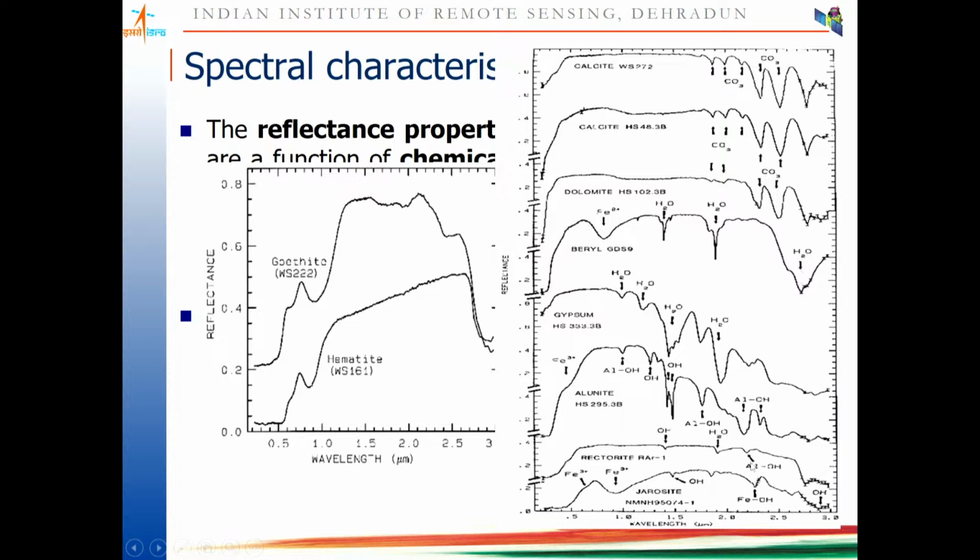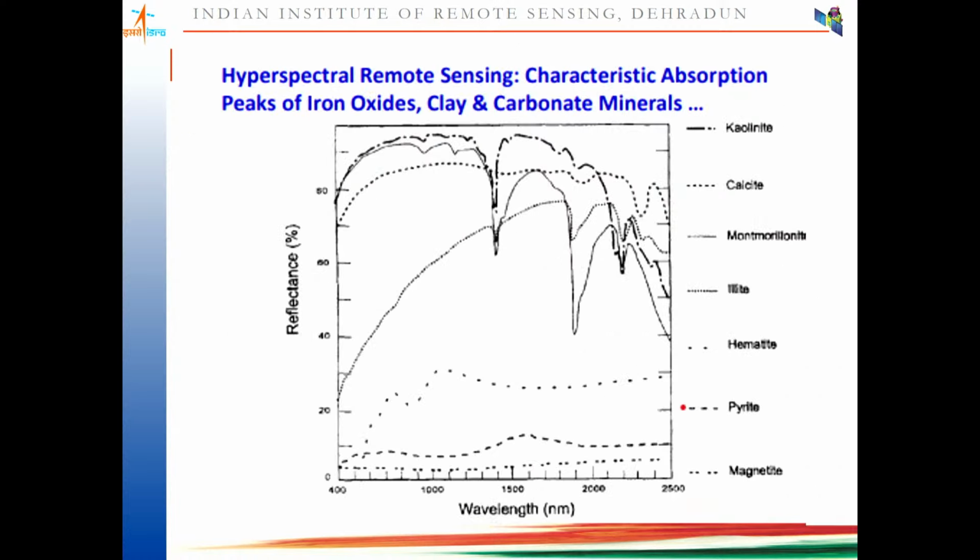Then we will get some around 2.2 for the AlOH and MgOH also. For CO3 it is at 2.3. So like that we have different spectra at different wavelengths, and those are important for the identification of that particular mineral composition. Now these are the different spectra for iron oxides, clay and carbonates.